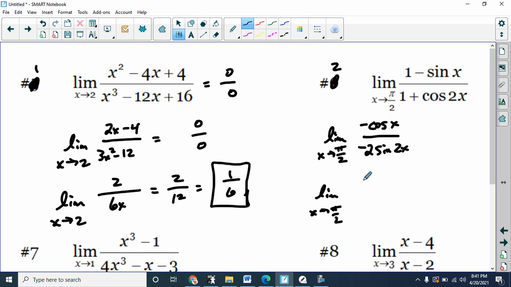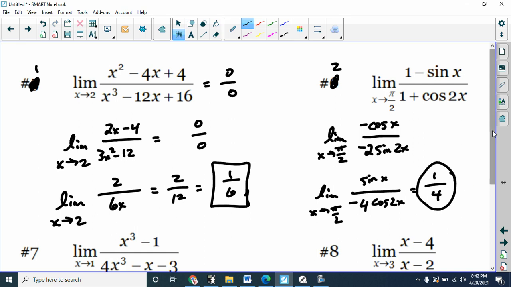Derivative of negative cosine x is positive sine x. Derivative of sine of 2x would be cosine of 2x times 2, and I already have a 2, so this is going to be a 4. Sine of pi over 2 is 1. Pi over 2 times 2 is pi. Cosine of pi is negative 1 times negative 4 is 4. 1/4.